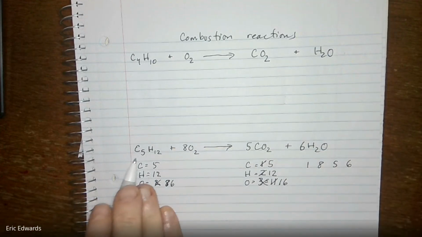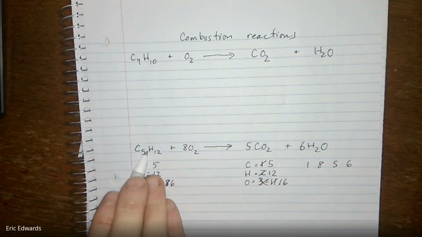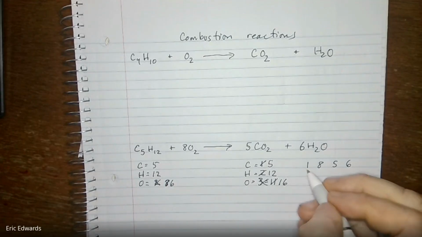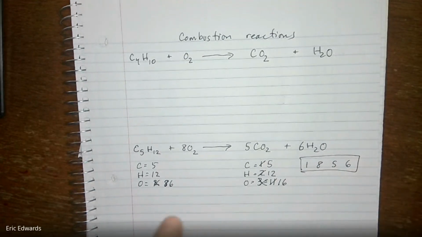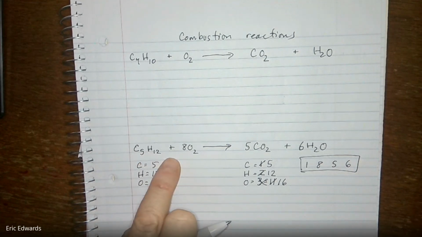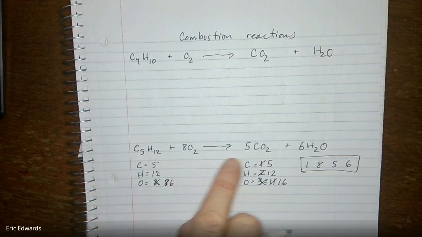And all I did was start with the carbons, fix them, go to hydrogens, fix them, and then I finish up with the oxygens. And that is the answer to this one. So what it means is 1 C5H12 plus 8 oxygens yields 5 carbon dioxides and 6 waters.